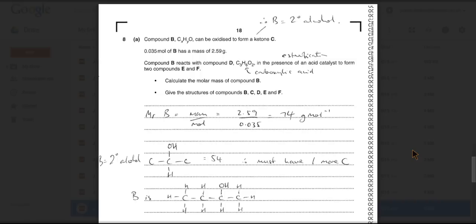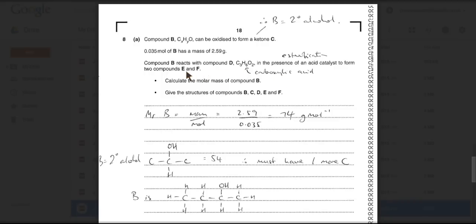And then compound B reacts with compound D. We're given the molecular formula of D in the presence of an acid catalyst. So we already know B is a secondary alcohol, acid catalyst. So that's got to be talking about esterification. And so therefore D is going to be a carboxylic acid because alcohols react with carboxylic acids to form esters.